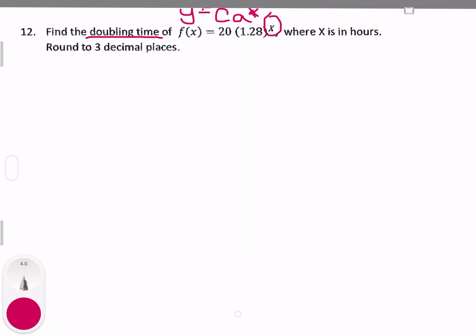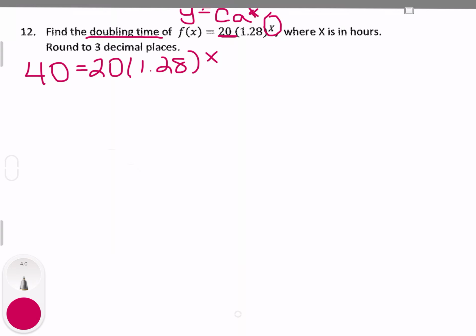So we know that this is the same thing as an exponential equation, which is in the form y equals c times a raised to the x. Sorry for my sloppy writing. And we know that our c is our initial value. So like I said, we're looking for x when our y is equal to twice our initial value, what we started with. So we can set that up like this.